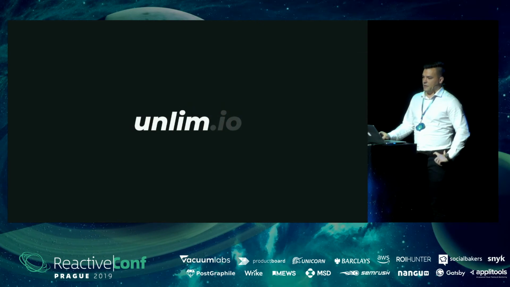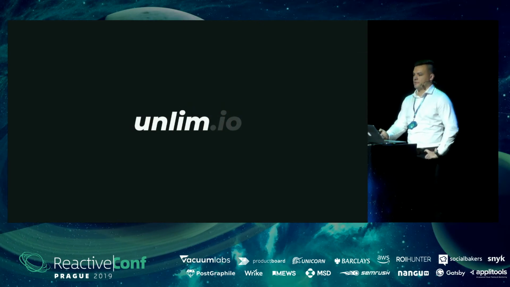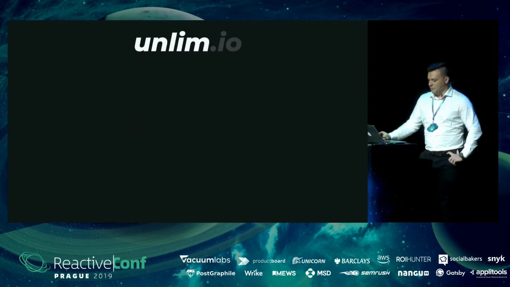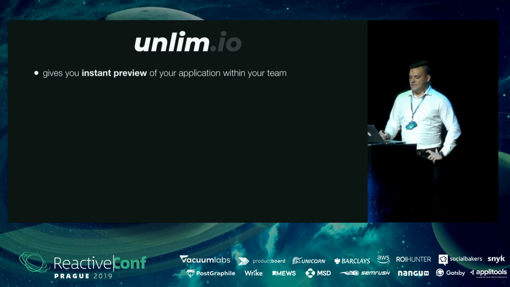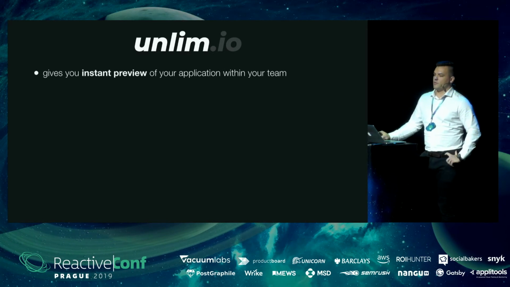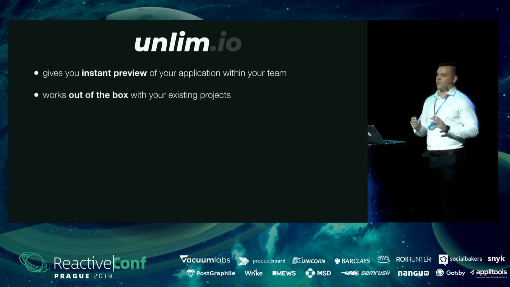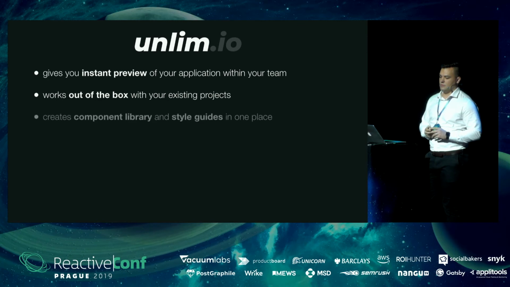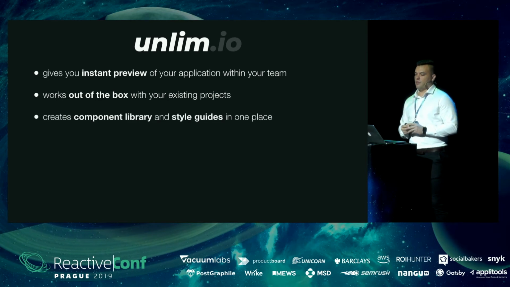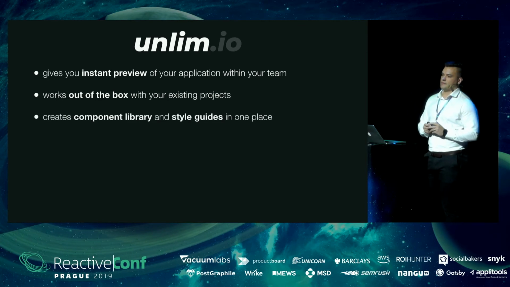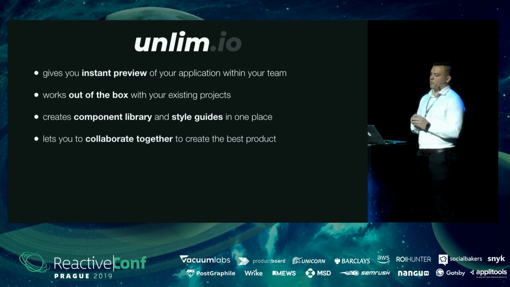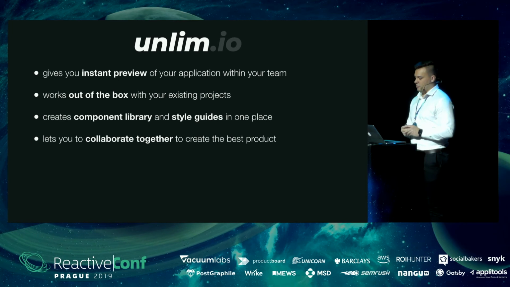So this is Unlim. Let me a little bit summarize it and wrap it up. Unlim gives you instant preview of your application within your team. It works out of the box with your existing project. It creates component library and style guides in one place. And last but not least, it lets you collaborate together to create the best product possible.